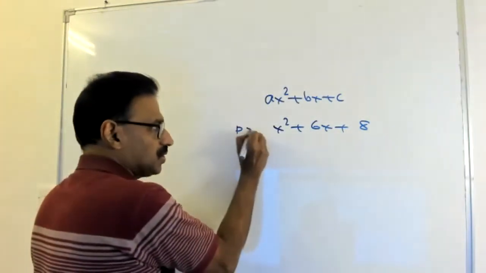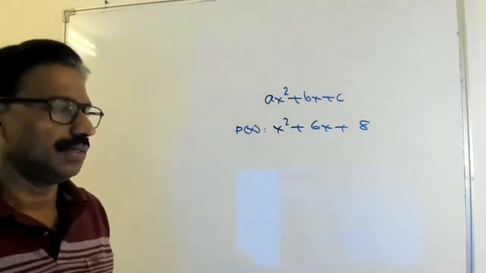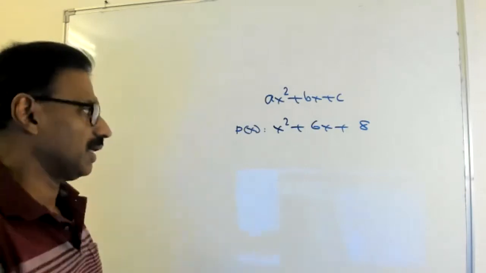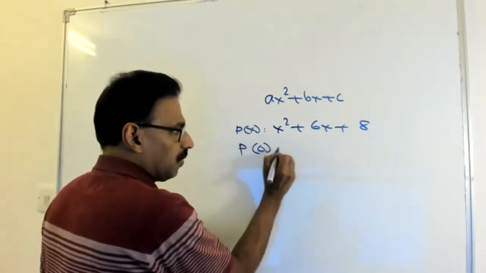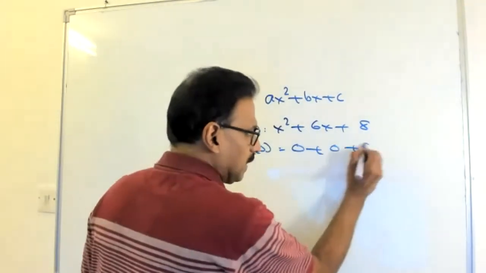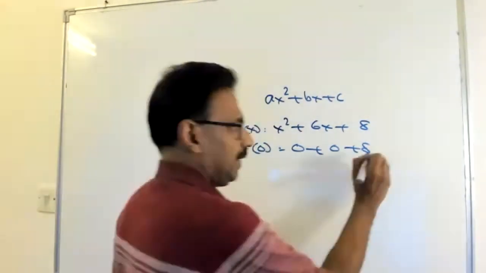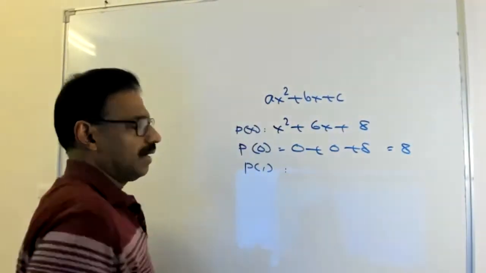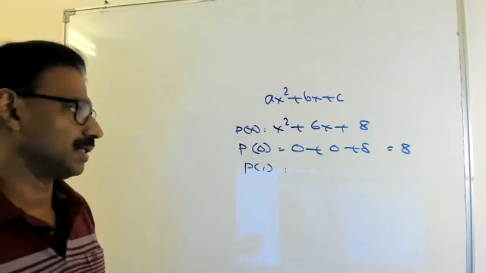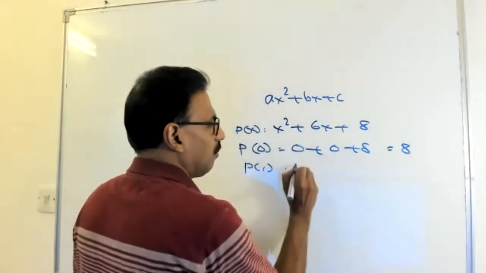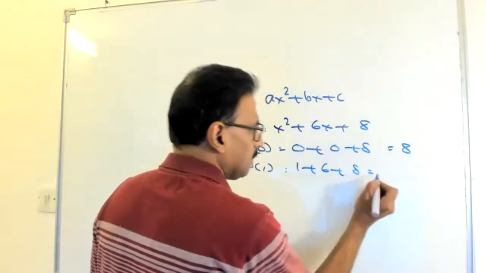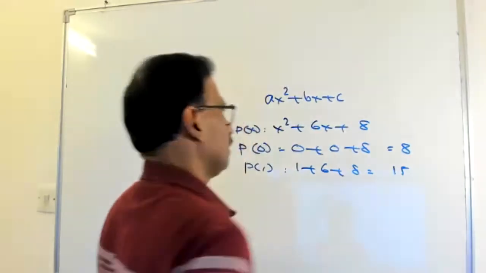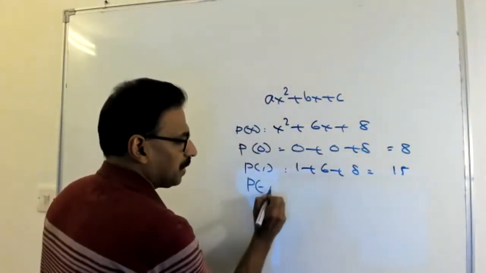Then this is called P of x, studied in class 9. If I substitute some values, for example, I put P of 0, what do you get? 0 plus 0 plus 8. We got the answer 8. Okay. I put P of 1. You studied this one, finding the value of the polynomials. P of 1, 1 plus 6 plus 8, so you'll get 15.